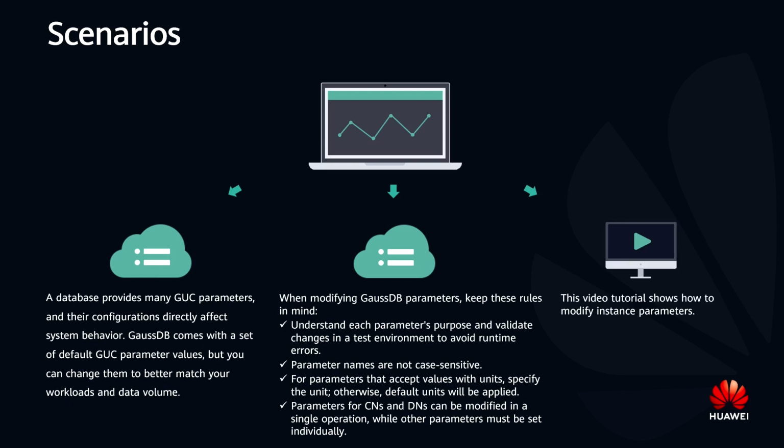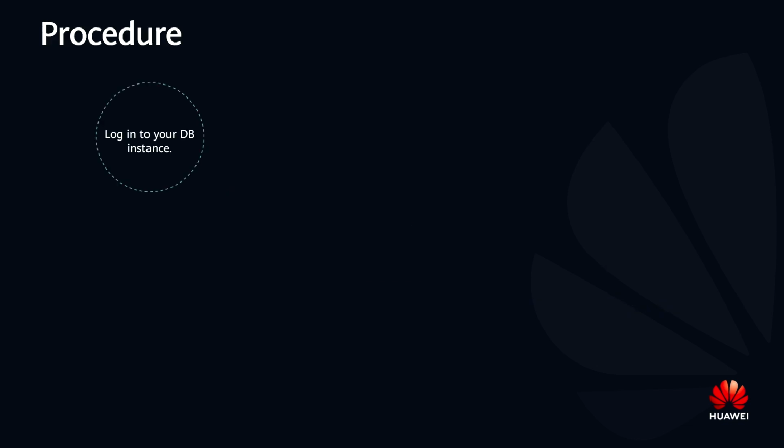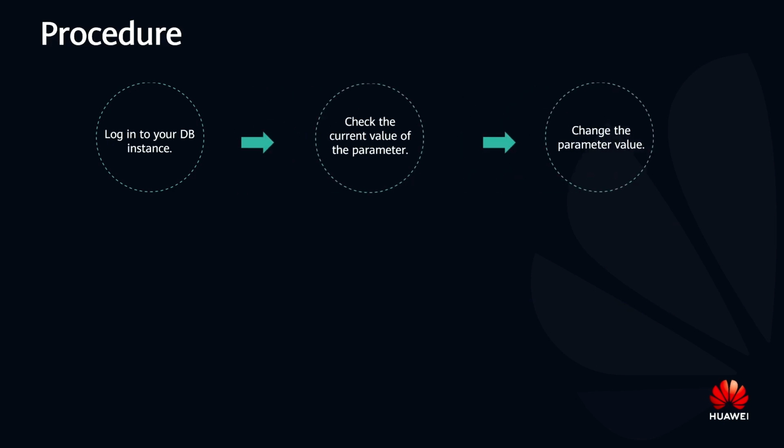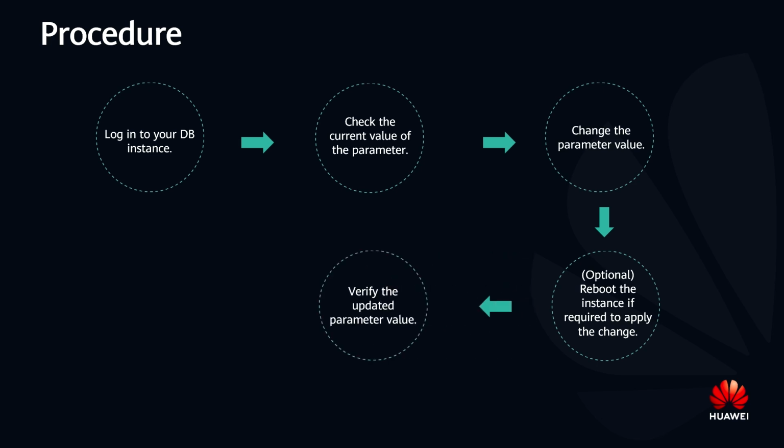This video tutorial shows how to modify instance parameters. Let's proceed step by step. Step 1. Log into your DB instance. Step 2. Check the current value of the parameter. Step 3. Change the parameter value as needed. Step 4. If required, reboot the instance to apply the change. Step 5. Verify that the new value has been applied.